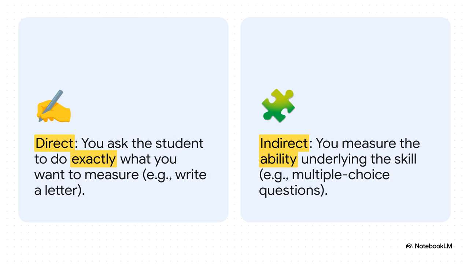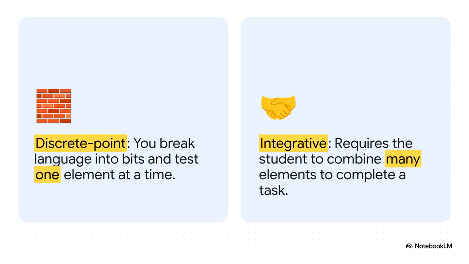It's not as real-world, sure, but it's way easier and cheaper to grade objectively for thousands of people. Another big choice is about how much you're juggling. A discrete point test breaks language down into tiny, bite-sized pieces. It tests just one thing at a time, like a single vocabulary word. But an integrative test forces you to pull multiple skills together at once. Like when you do a dictation, you have to listen, understand, and write all at the same time.